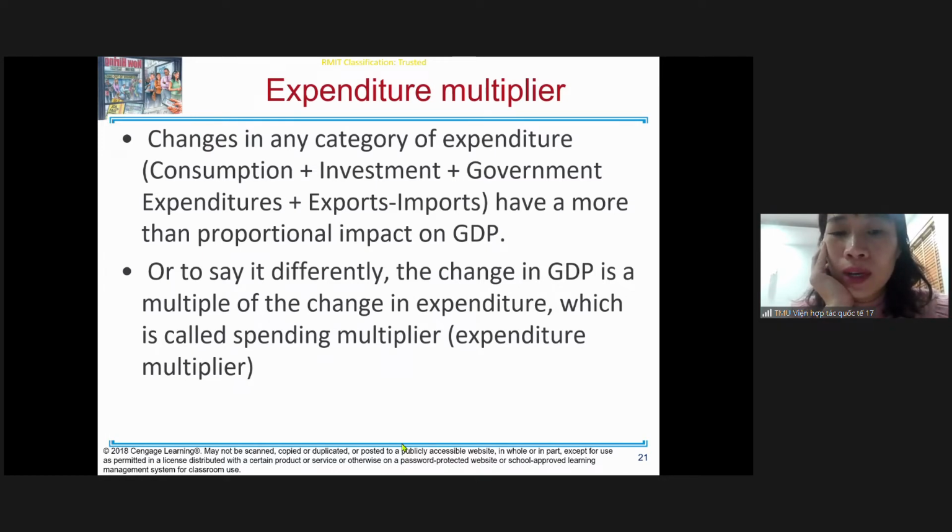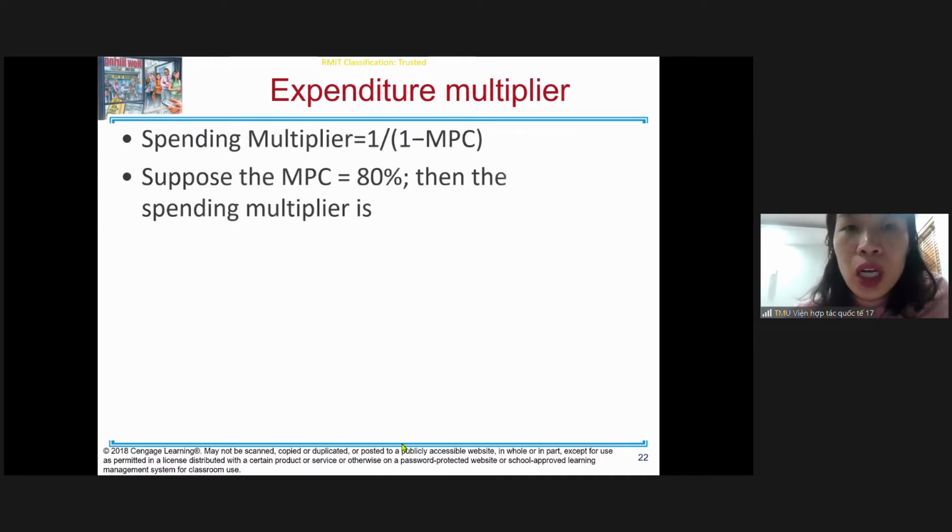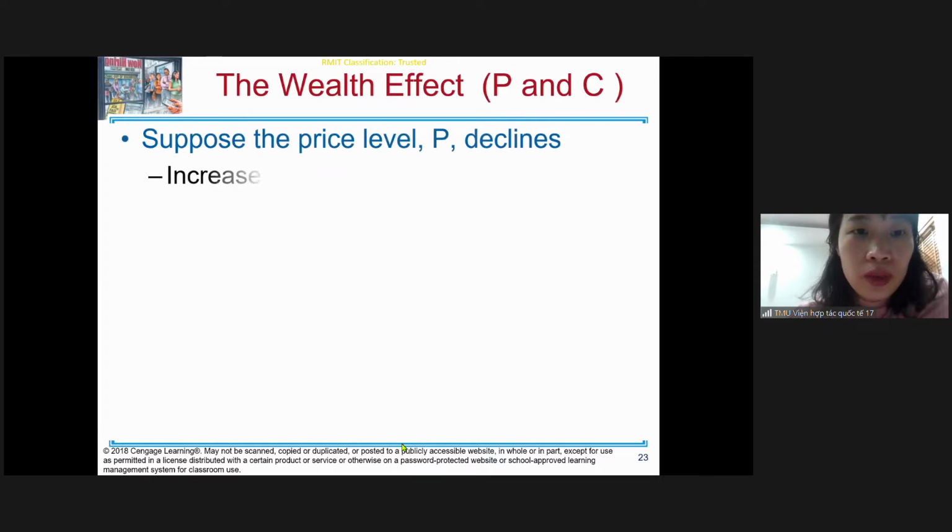Okay, or you can call it a spending multiplier. I think it's still a little bit blurred for you to understand, right? It's not too clear now. But if we look at an example, you'll get the idea soon.